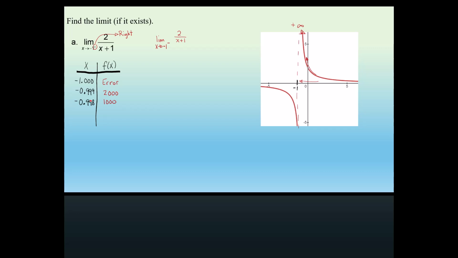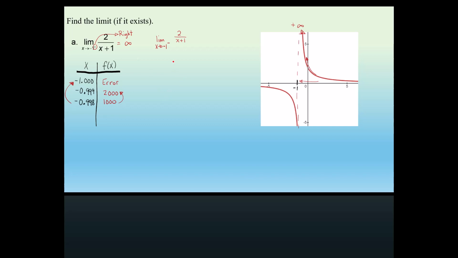So what does this table indicate to us? It indicates as we are approaching -1 from the right, getting very close to it, the function values are growing. Thus, that means that this limit is equal to infinity.